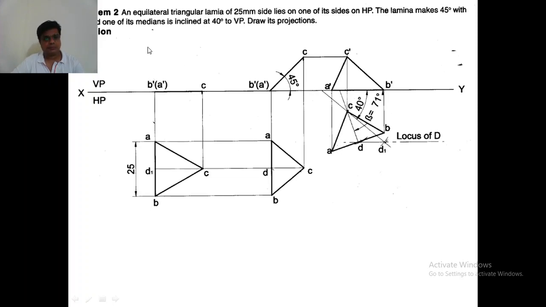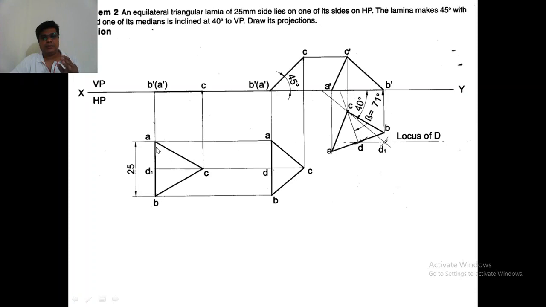First, as I told you, understand the problem. First understand what lamina is given, what is the shape of the lamina. The shape of the lamina is an equilateral triangle. Second is the size of the triangle, it is 25 mm. Third is whether it is lying on the edge or corner on HP or VP. So it's lying on the edge on HP.